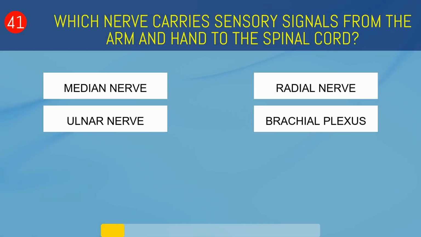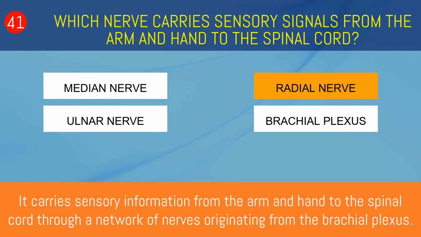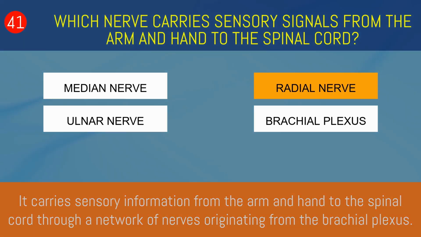Which nerve carries sensory signals from the arm and hand to the spinal cord? Median nerve, ulnar nerve, radial nerve, or brachial plexus? Radial nerve. It carries sensory information from the arm and hand to the spinal cord through a network of nerves originating from the brachial plexus.